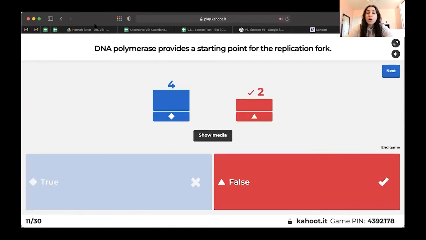Okay, so DNA polymerase is not the enzyme that's providing the starting point for the replication fork. DNA polymerase synthesizes the new DNA strand, but it's primase. I'm going to put it in the chat. Primase provides starting points because it releases the RNA primer, which indicates where we're going to start. So primase provides a starting point, not DNA polymerase.